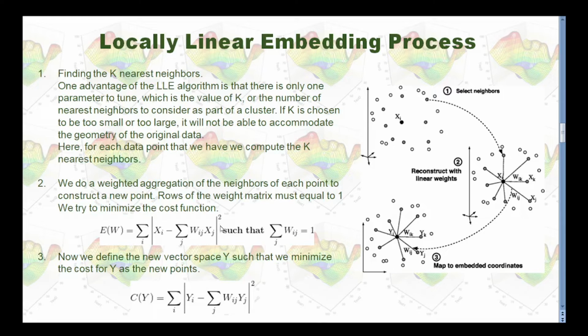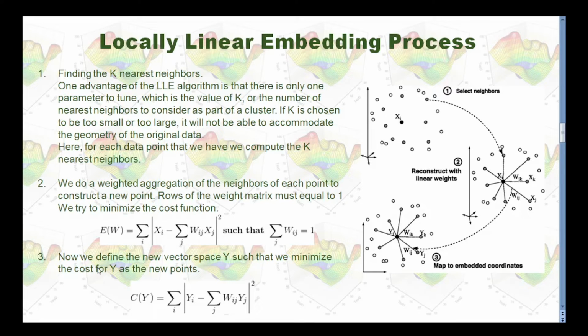This is our cost function, and we want to minimize the cost function. This is our original data point, and this is our reconstructed data point with all the weights we decided, and we want them to be as close as possible.